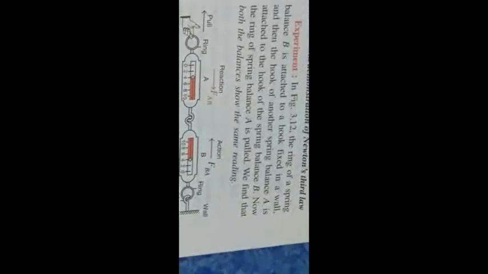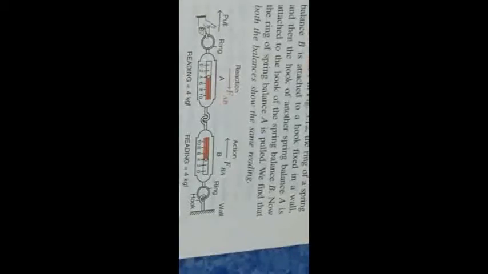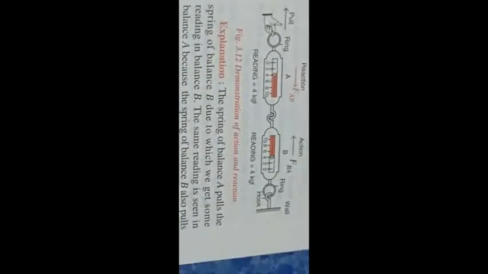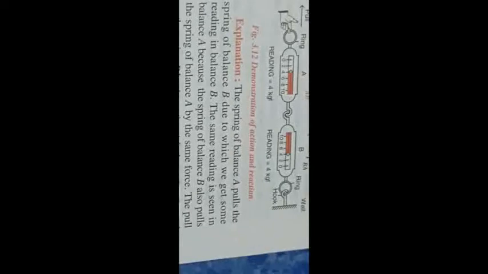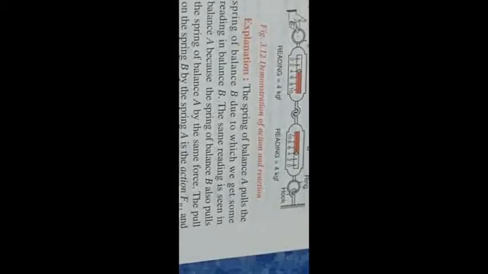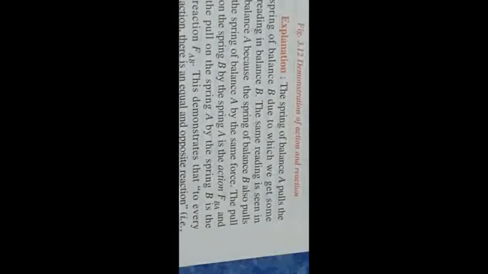Read this. The ring of a spring balance B is attached to the hook fixed in a wall, and then the hook of another spring balance A is attached to the hook of the spring balance B. Now the ring of spring balance A is pulled. We find that both the balances show the same reading. Why does it happen? Because the spring of balance A pulls the balance B, due to which we get some reading in balance B. But B also pulls A, and that is why we are getting the reading in A also. These forces are the same, so you are getting the same reading.